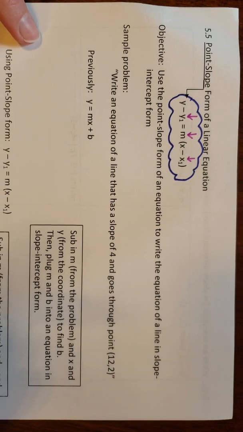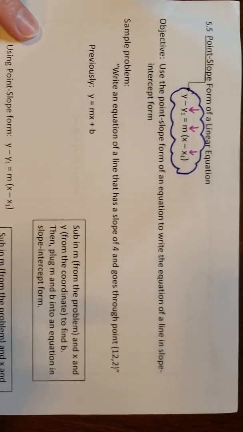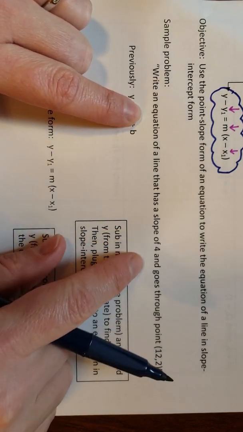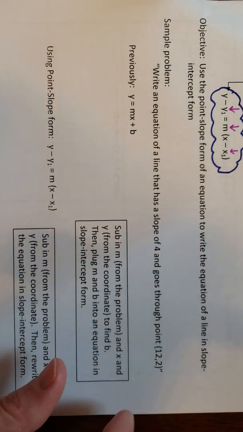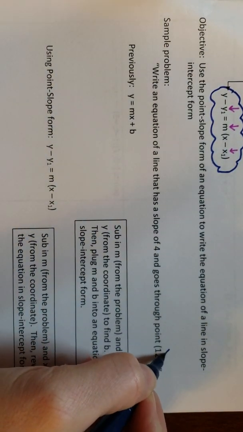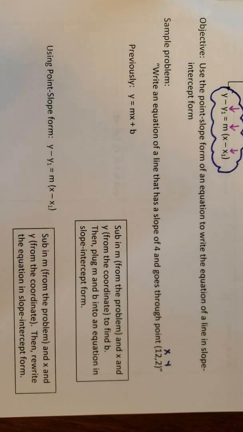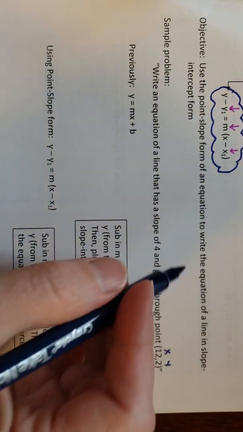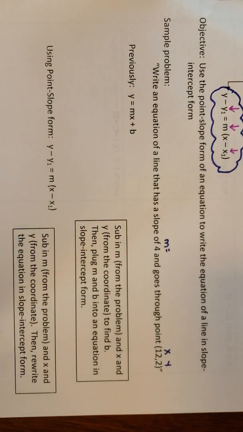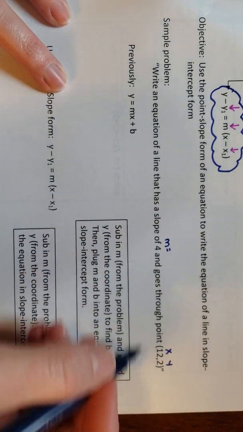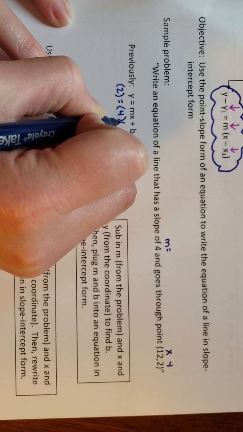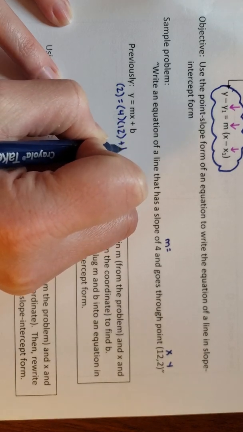Now let's see how we have been able to previously get around the use of point-slope form. So let's say, for example, we have to write an equation of a line that has a slope of 4 and goes through this point. And remember that a point is made up of an x and a y value. So previously, we would use this information in slope-intercept form to find the intercept and then write an equation. You may recall, so the y is 2 equals m is 4, x is 12 plus b.